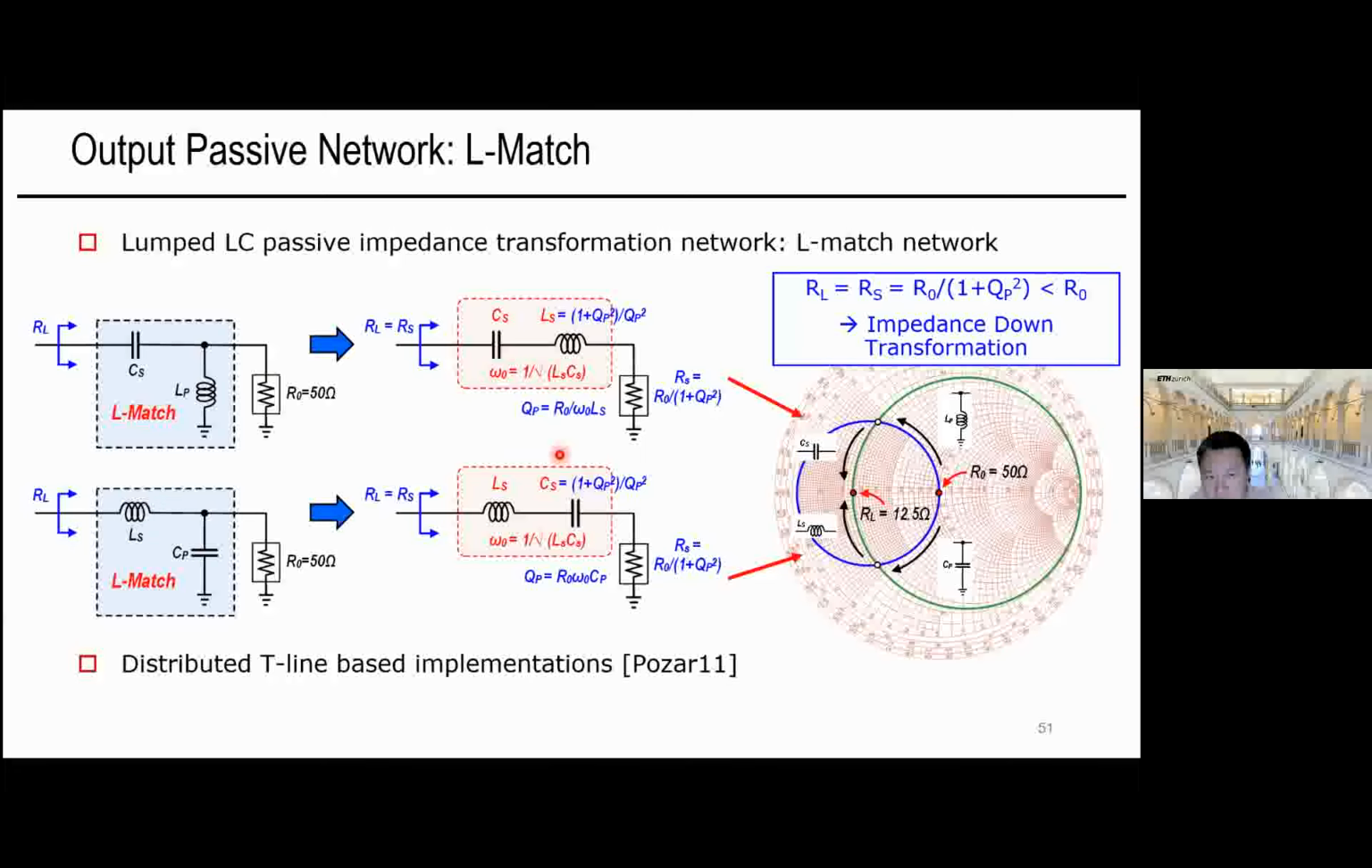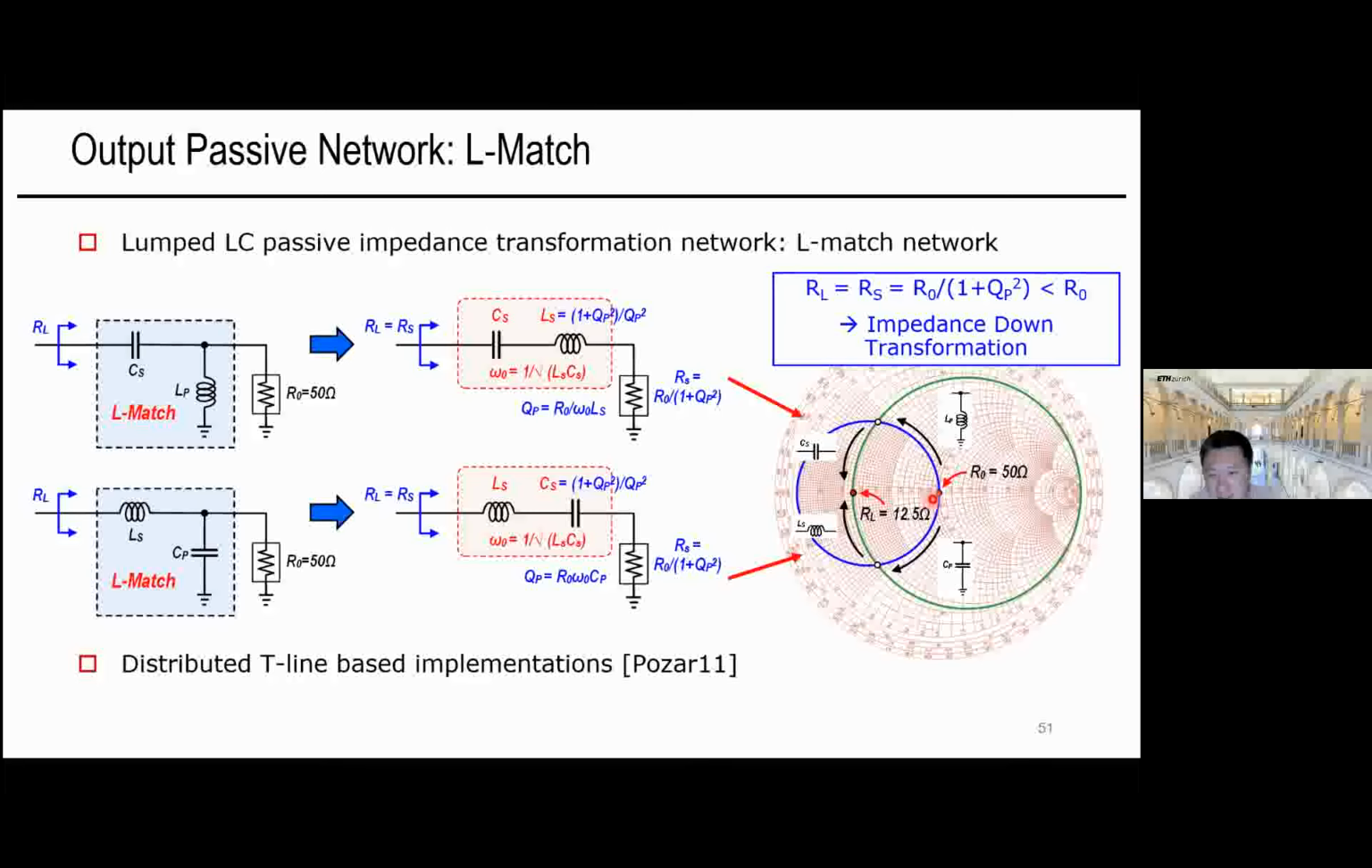The combination of these two is essentially the full set of this so-called L match. And we can plot both networks on the Smith chart. We can see here that starting from 50 ohm, we first have a parallel inductance and then a series capacitance. We will land on this RL, as an example, 12.5 ohm.